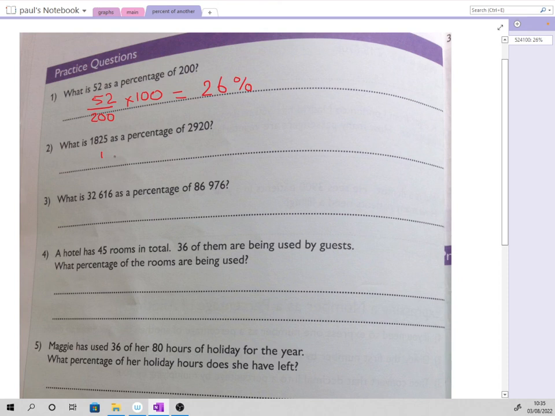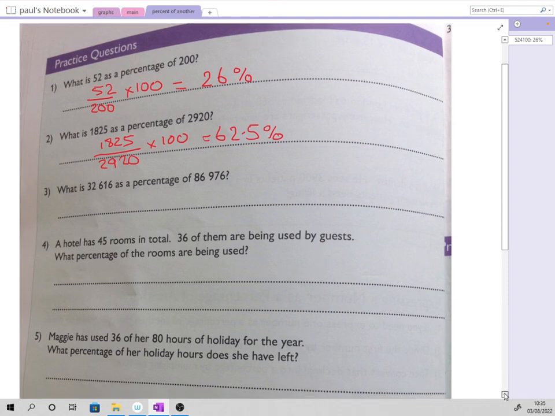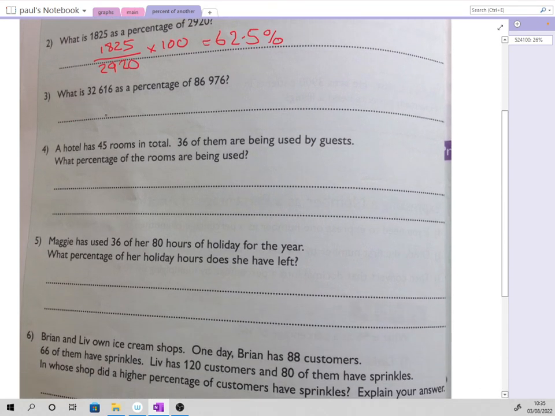And this one, 1825 as a percentage of 2920. 1825 over 2920 times 100. 1825 divided by 2920 times 100 is 62.5. Don't forget, you can always pause these, have a go, and then see if we all get the same answer. If you all get one answer and I get something different, then it may be a chance I've done something wrong, but I try not to.